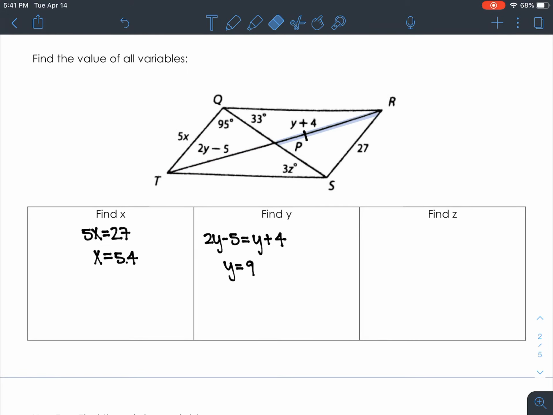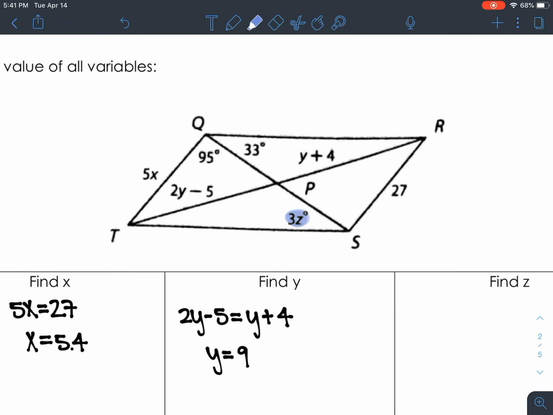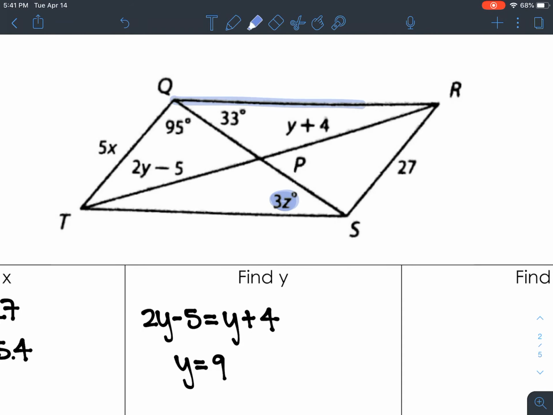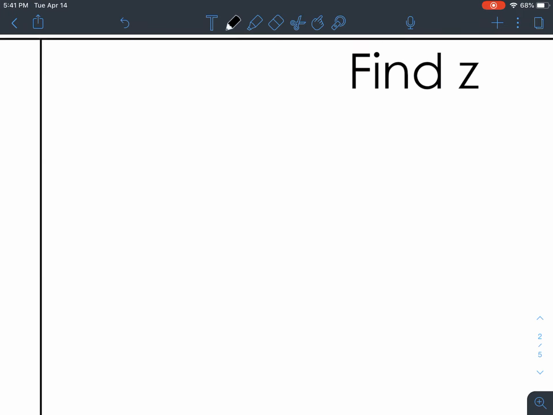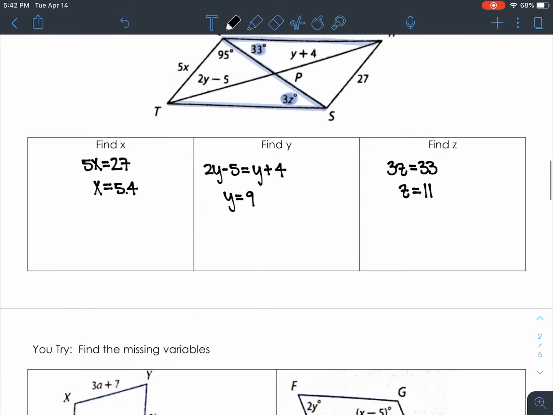All right, last one. We need to solve for z. So what z is representing is this angle right here. And we're going to do that same kind of idea where we remember that these two sides right here, QR and ST, have to be parallel, and that QS is my transversal, which means that this 3Z and the 33 are alternate interior angles. And because we know that the lines are parallel, alternate interior angles have to be congruent. So we're going to set 3Z equal to 33, and you're going to get Z is equal to 11.